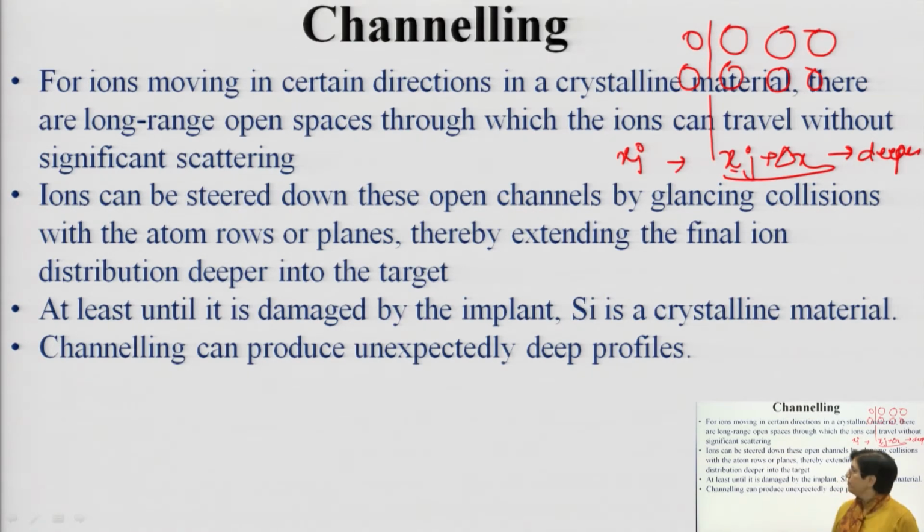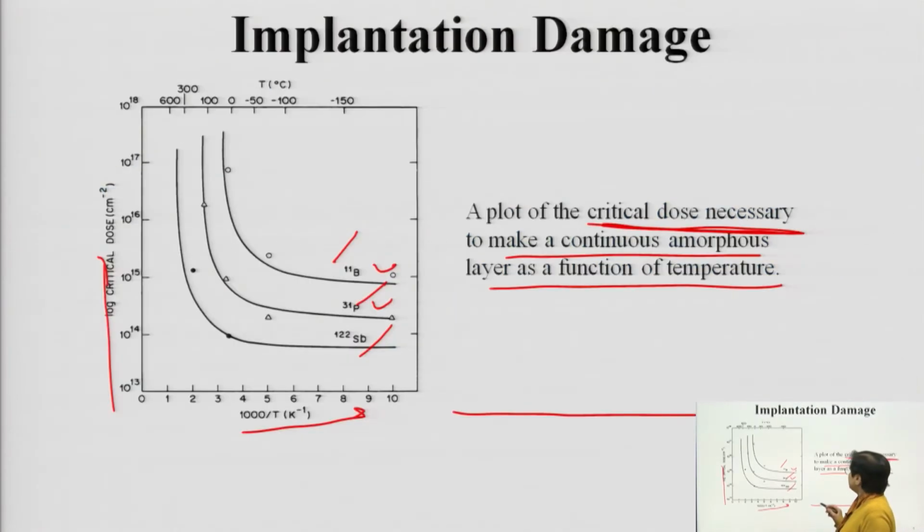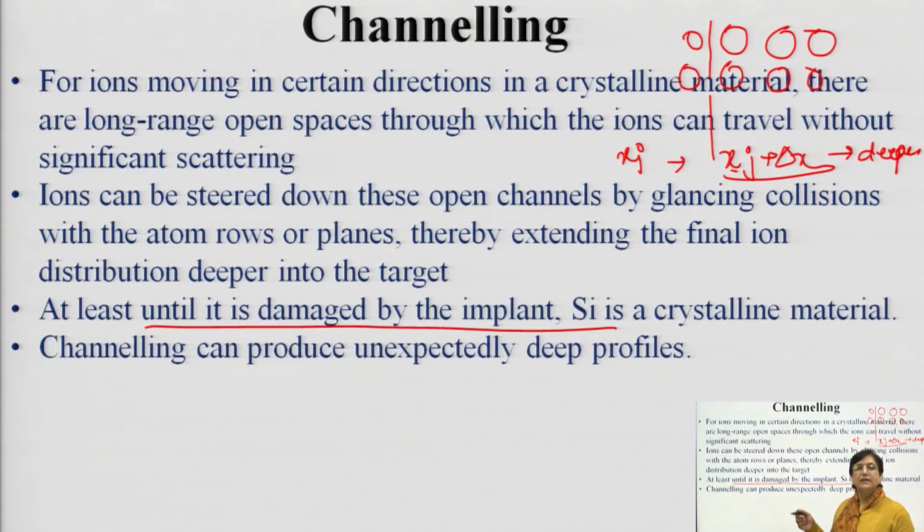So, please remember, at least until it is damaged by the implant. We have seen in the previous case, this is the critical point, meaning the point at which it is converting crystalline material into amorphous. You do not want that to happen. Unless and until it is damaged, silicon is a crystalline material. Once you start inserting dosage and damaging the crystal structure, it will get converted into amorphous. Till then it is a crystalline material.